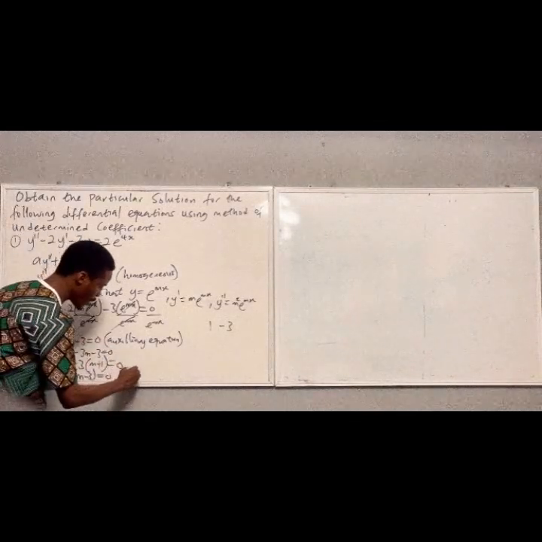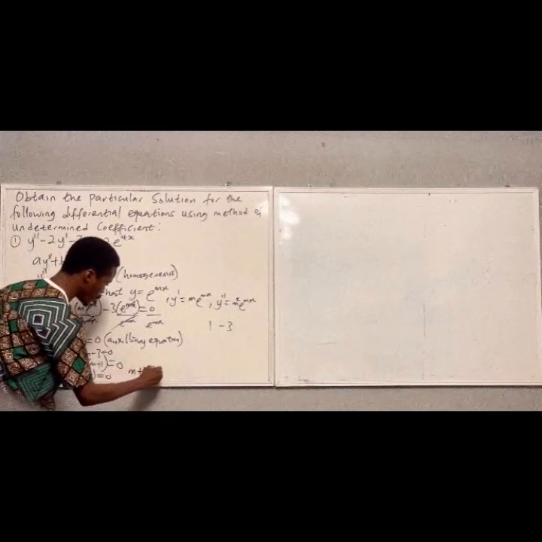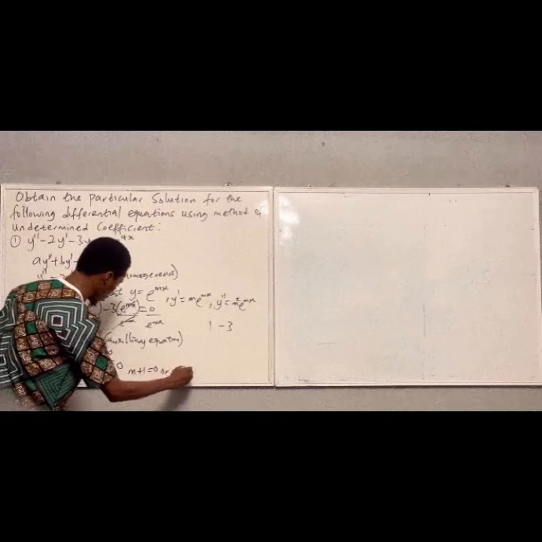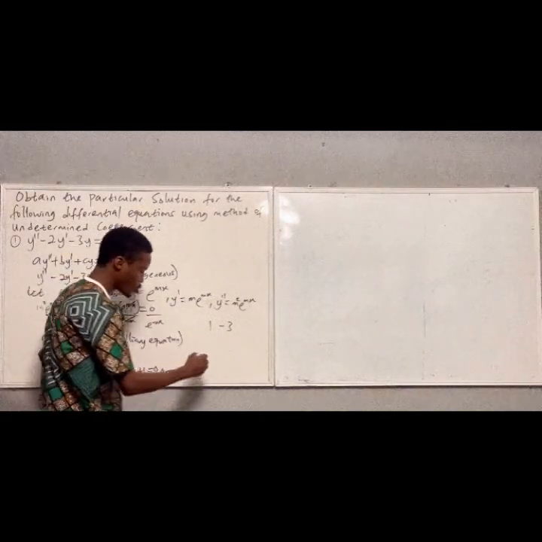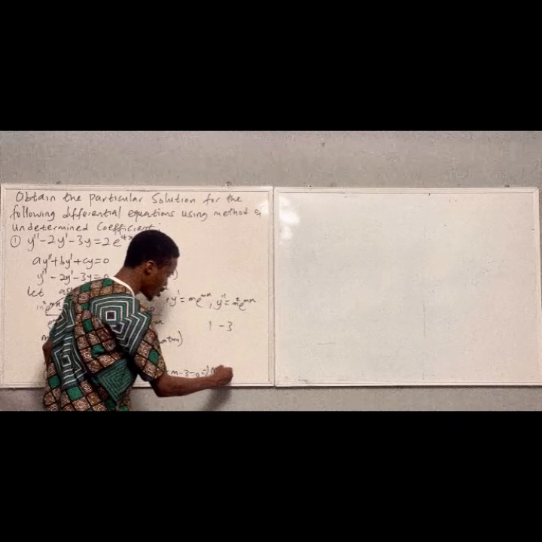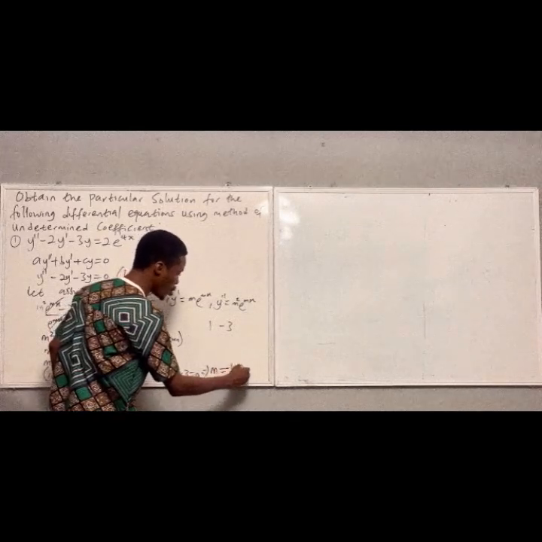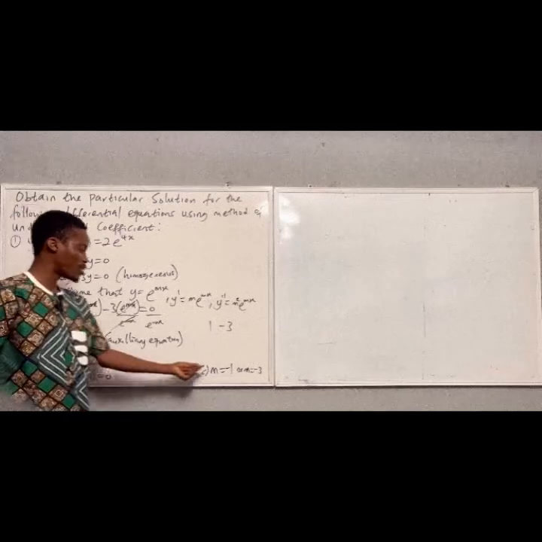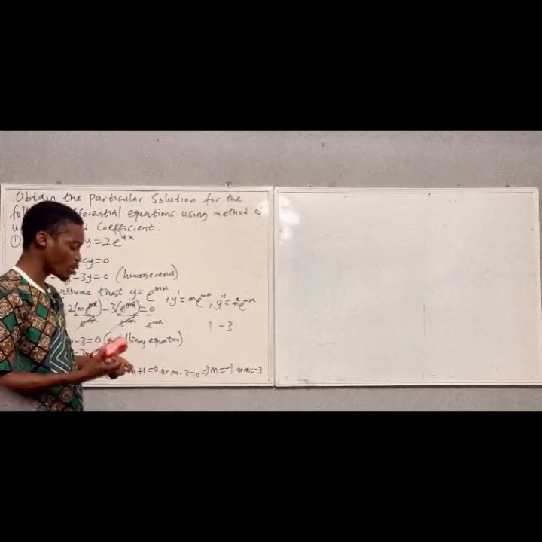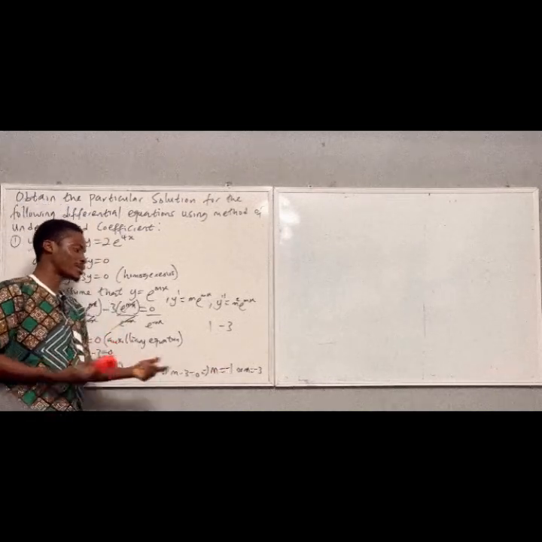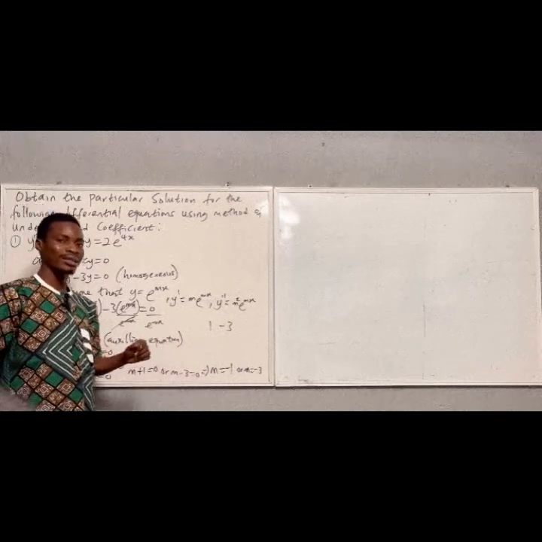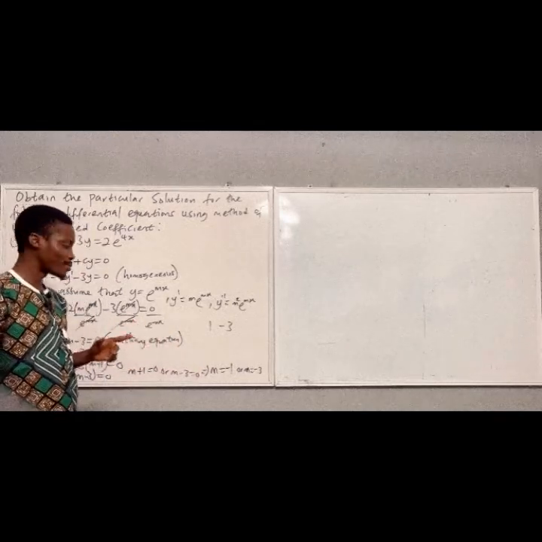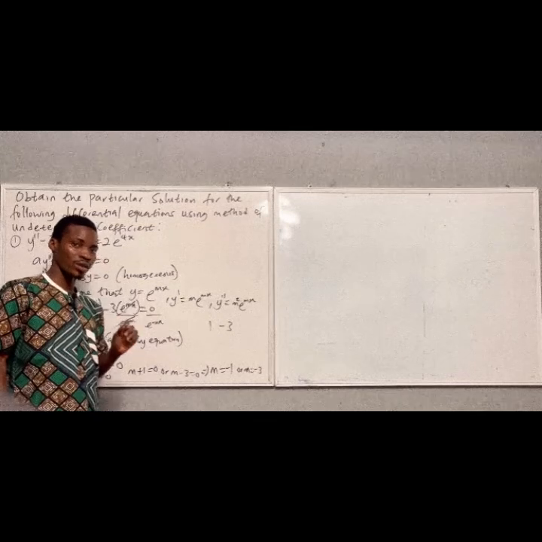So from here, I will have m plus 1 is equal to 0 or m minus 3 is equal to 0. So my answer will be m is equal to -1 or m is equal to 3. So it means my auxiliary equation gave me m is equal to -1 or m is equal to 3. You can see that this is case 1. Remember that in our second order homogeneous, we have 3 cases.